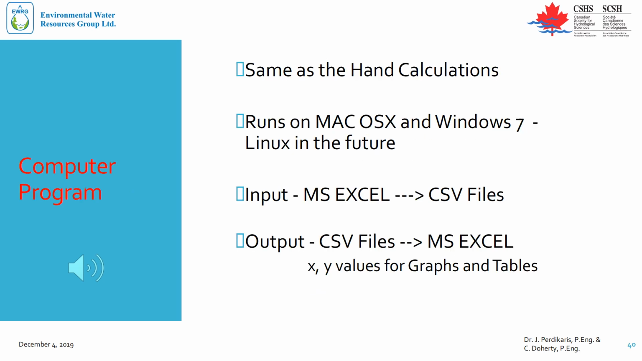The course also includes a computer program that we've put together to conduct the same calculations that we show you how to do by hand. That's the statistical tests and the return period flow rates, frequency analysis, and it also separates out the data so that we've got input for the Microsoft Excel graphs. The program runs on Mac OS X and Windows 7 at the moment. Hopefully we'll get it into Linux in the future. It's written in Fortran 95.